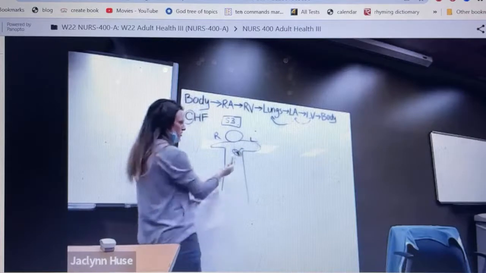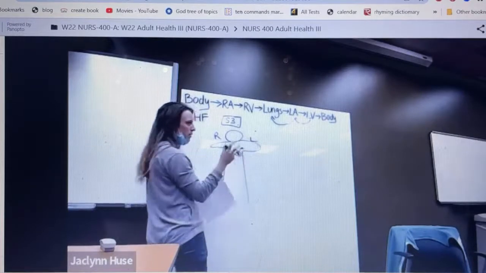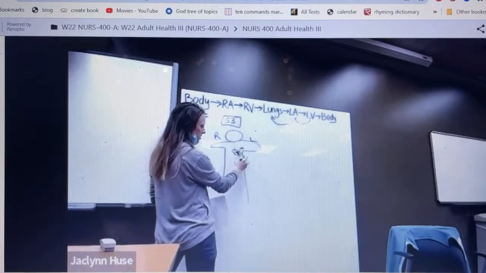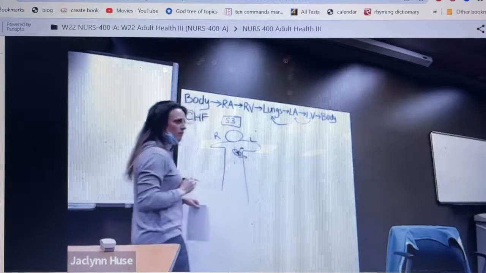Does that make sense? So you'll start hearing the heart, the PMI, drift towards this way because the heart's growing out that way. Does that make sense?